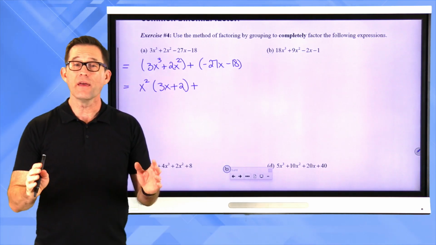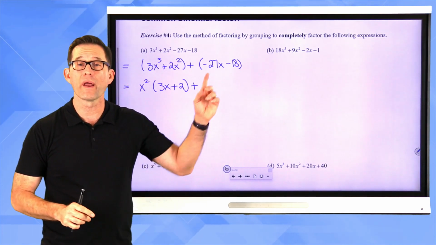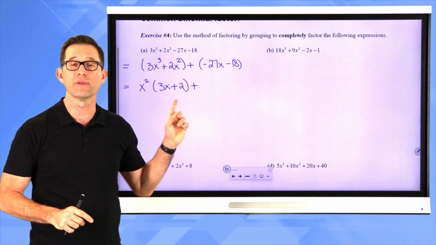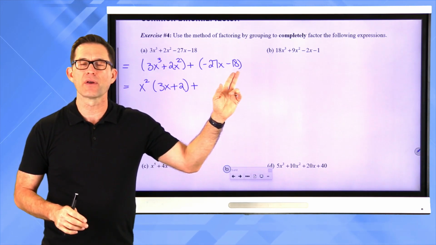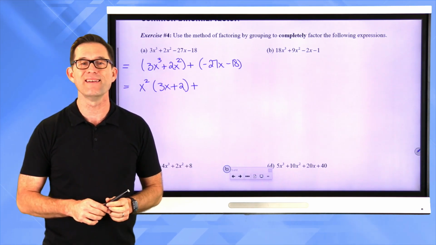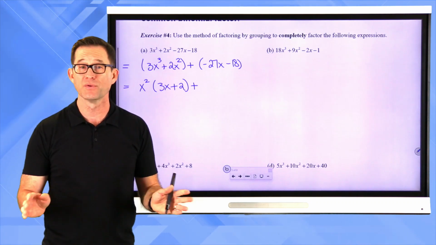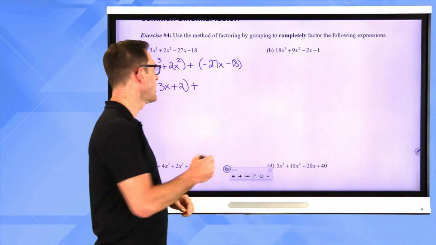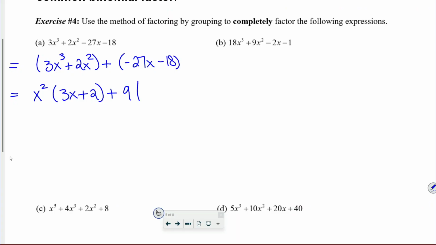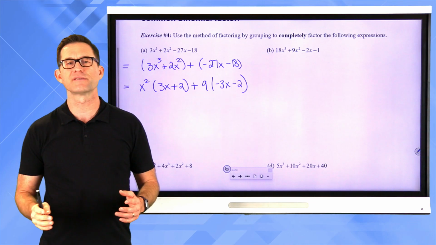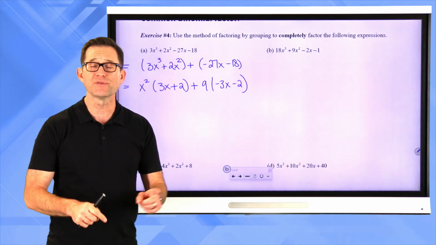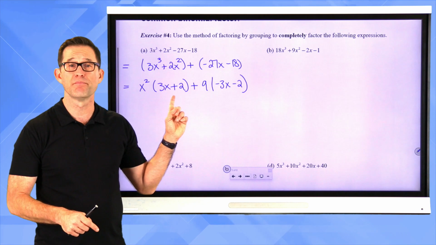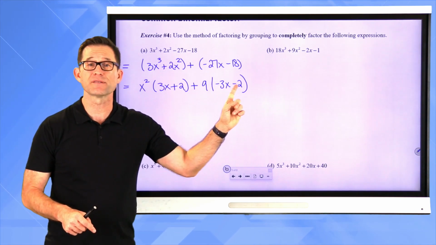Now, if factoring by grouping is going to work, then whatever I factor out of this has to also leave me a 3x plus 2 inside of parentheses. So I look at my 27 and my 18, and I immediately recognize that 9 divides into both of them. Now, if I factored a 9 out of both of them, and don't write this down, just trust me, I would get something like plus 9 times negative 3x minus 2. Now that's close, because here I have a positive 3x plus 2, and here I have a negative 3x minus 2.